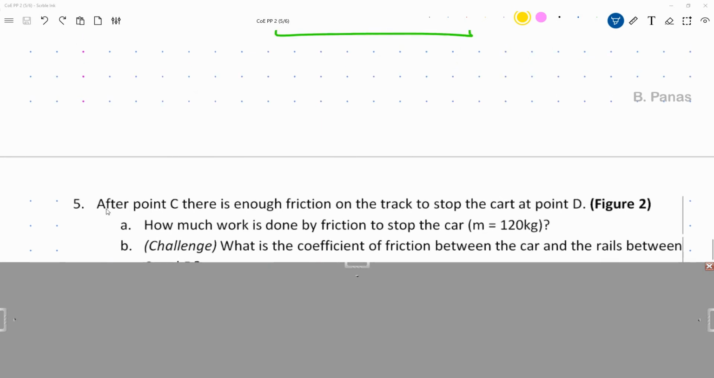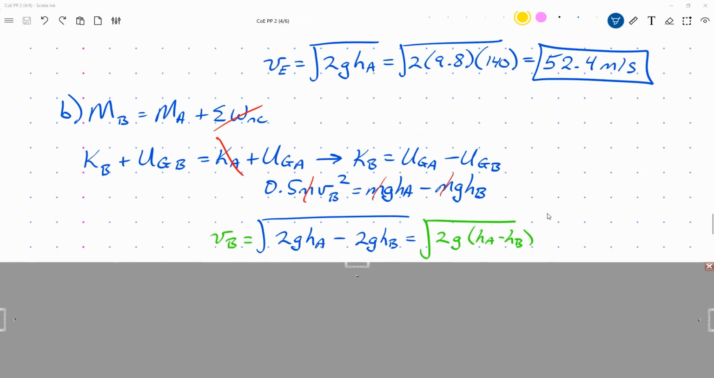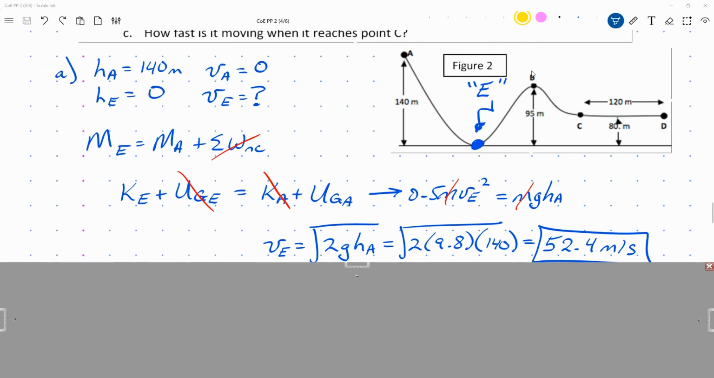Question number 5 says, after point C, there's friction to stop the cart moving at point D. Question A is how much work is done by friction to stop the cart. All right, so just to go back to the diagram because I didn't paste it in again. The cart has arrived at point C with that speed that we just calculated. It then slows down due to friction. I'm thinking maybe the brakes have been applied or something like that. And it ultimately comes to a stop at point D.